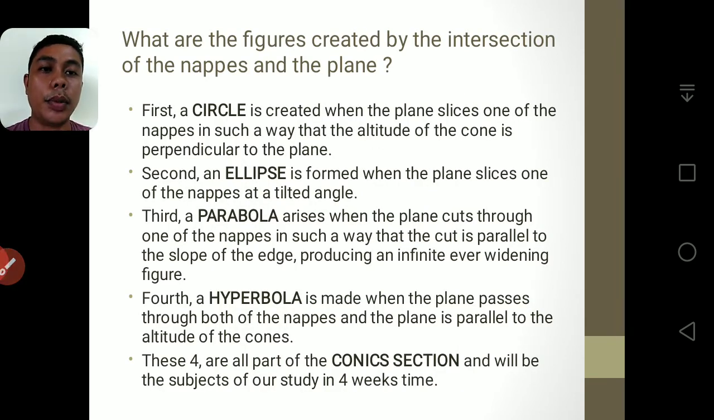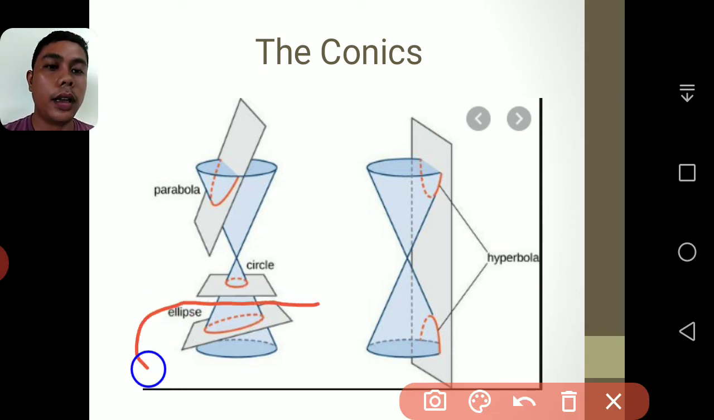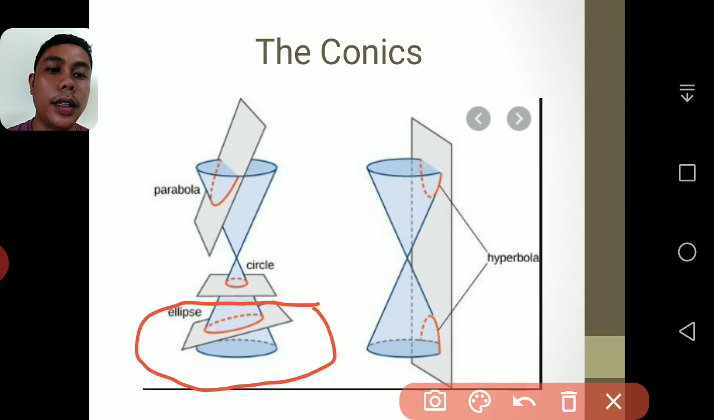Second, an ellipse. An ellipse is formed when the plane slices one of the naps at a tilted angle. So it's not perpendicular to the altitude. At a certain angle, you can create an ellipse. So do you see the ellipse? The ellipse is right over here. It's under the circle we have found, and as you can see, it is tilted at a certain angle against one of the cones.